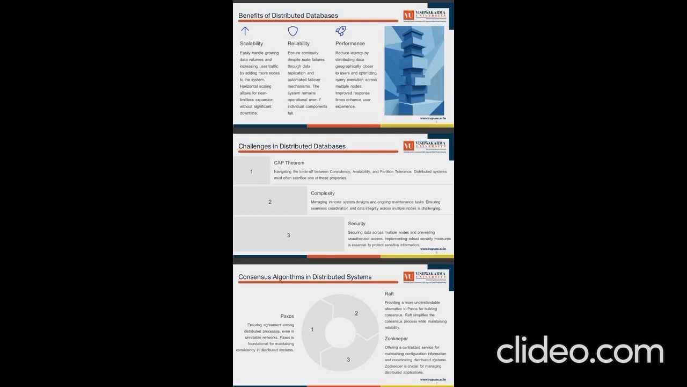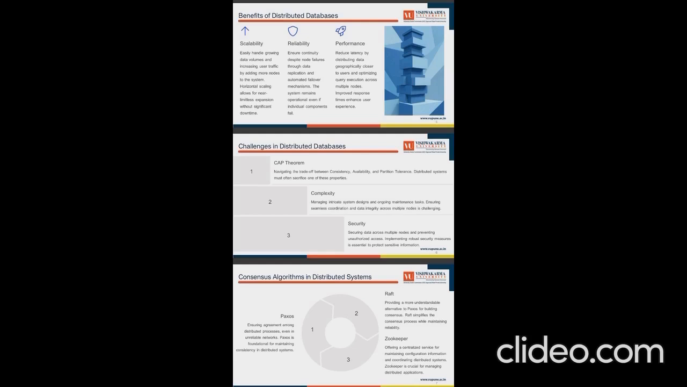Scalability. As shown on the slide, distributed databases can handle increasing amounts of data and users by adding more machines. Instead of upgrading one powerful server, we can simply add more nodes. This is called horizontal scaling. It's highly cost-effective and future-proof for growing applications.